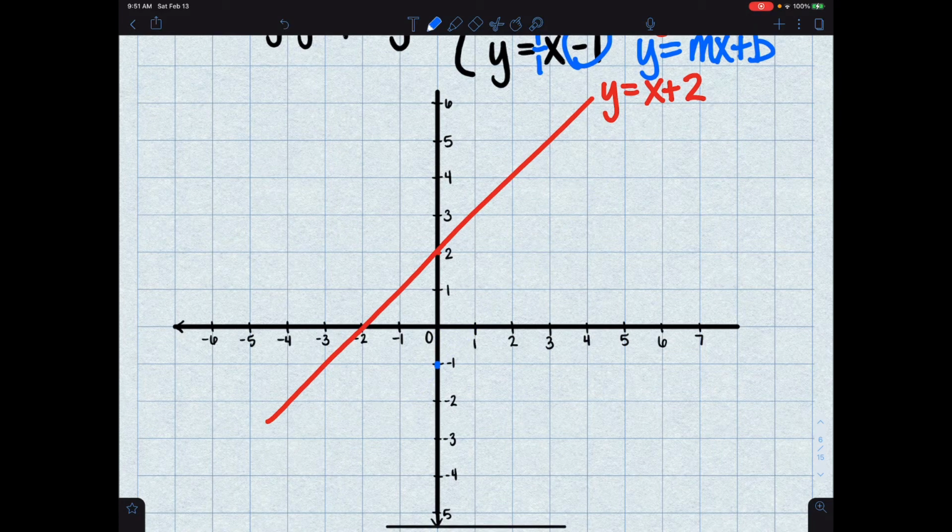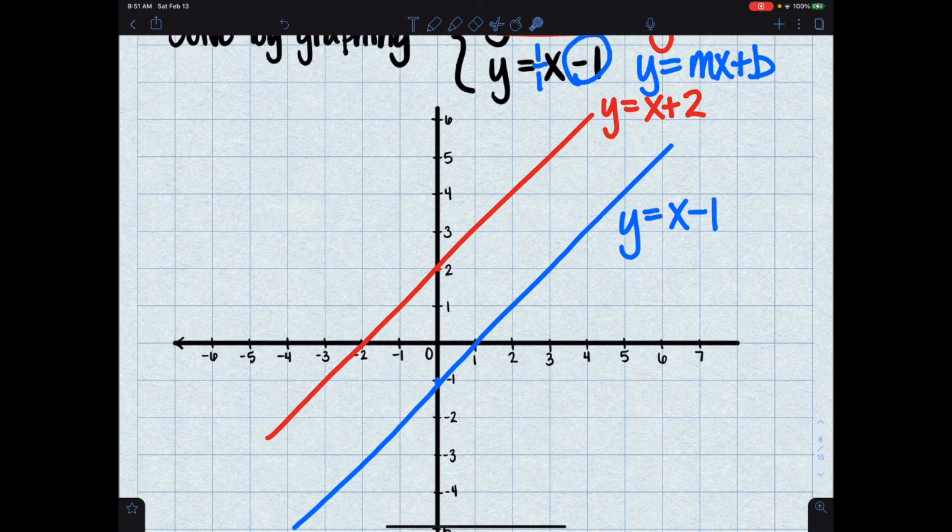So, okay, I see what's happening here. Check this out. You have 2 parallel lines. So this is y equals x minus 1, that's one of the lines, and then you have y equals x plus 2, and they're going to be parallel lines because their slope is the same, and they're never going to meet. So what's the solution? The solution is these are parallel lines, and they never meet.